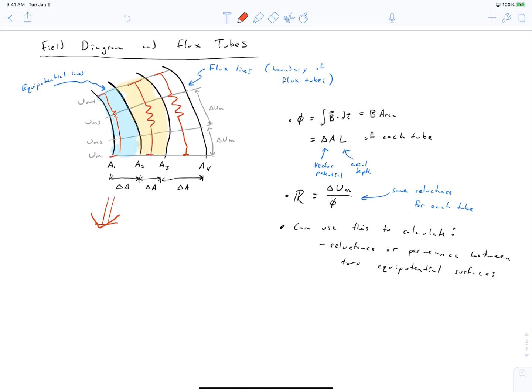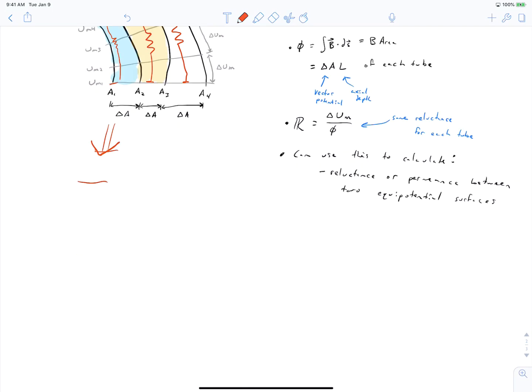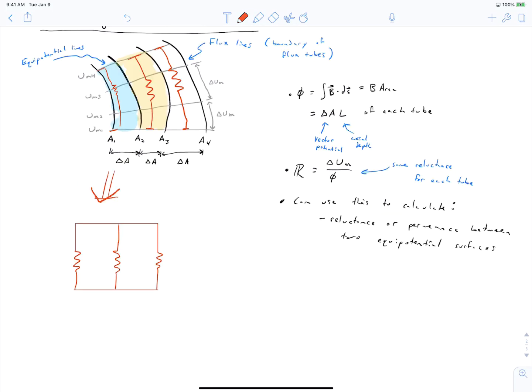This translates to a reluctance network that looks like this. Up here, this node is at voltage UM4, and this node is at voltage UM1. And so the reluctance between those two nodes is just the parallel combination of those three reluctances. And since all of them are in fact the same, it's just going to be reluctance divided by 3.